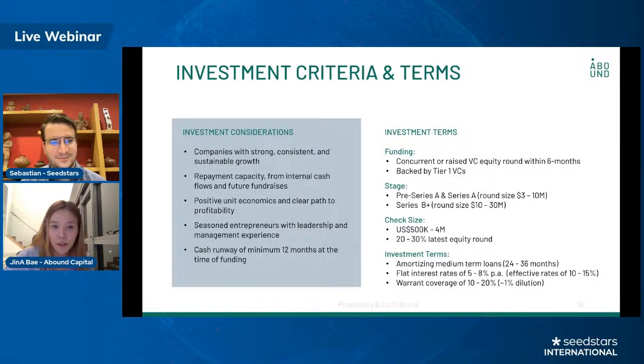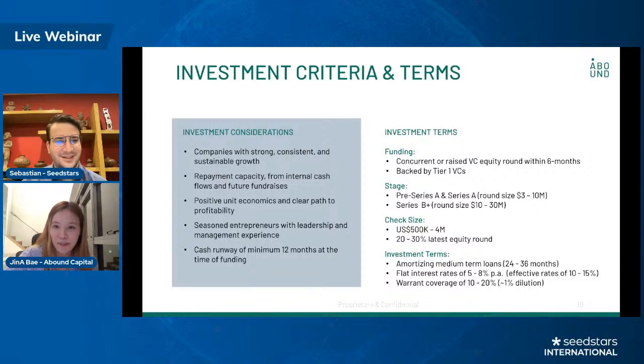In terms of the tenor of our loan, it's a medium-term amortizing loan with tenors between 24 to 36 months. And in terms of interest rate, there's an interest component and the warrant component. The interest rate on a flat basis is about 5 to 8% per annum, but the effective rate would be about 10 to 15% on a straight line amortization basis. And as I mentioned, we do take warrant positions together with our loans, with the warrant coverage of about 10 to 20% of our loan size. This usually represents less than 1% dilution for the founders. And we do take warrants because we're taking on the risk of investing in very early stage companies, and we want to be supportive of the company's growth and be aligned with it in the long run as well.